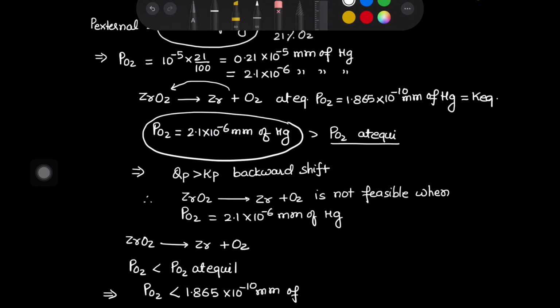When the partial pressure of oxygen is less than this partial pressure of oxygen at equilibrium, only then will the reaction be feasible. So the forward reaction will be feasible and zirconia will decompose to zirconium and oxygen gas. That's all. Thank you.